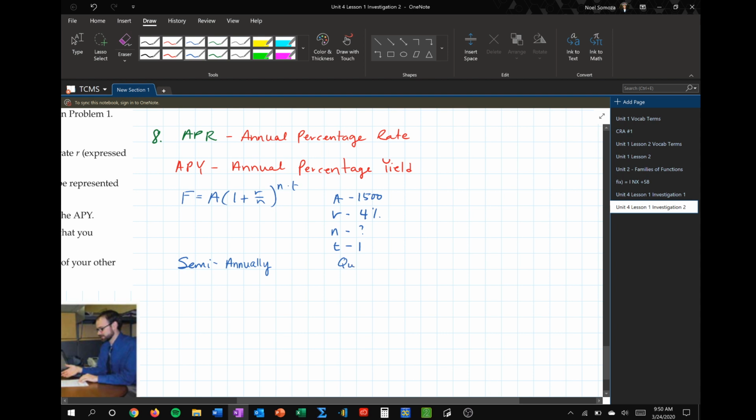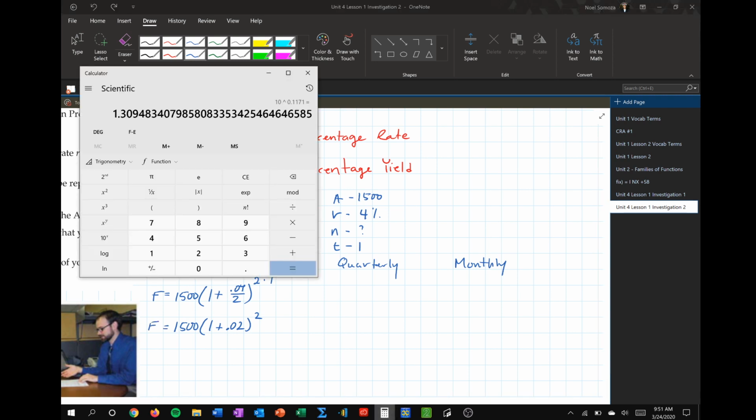Then we had quarterly, and then we had monthly. Okay, so with a final value, that's what we're looking for. We had a $1,500 investment, 1 plus the rate at 0.04. In this case, semi-annually means that the compounding happened twice. So then we have a power of 2 times the year, which is 1. So then that's just going to be 2 times 1 to the second power. So 1,500 times 1 plus 0.02 to the second power.